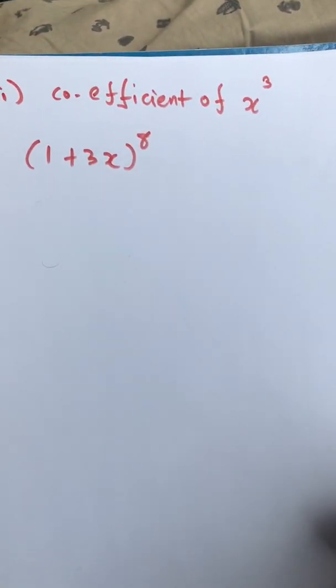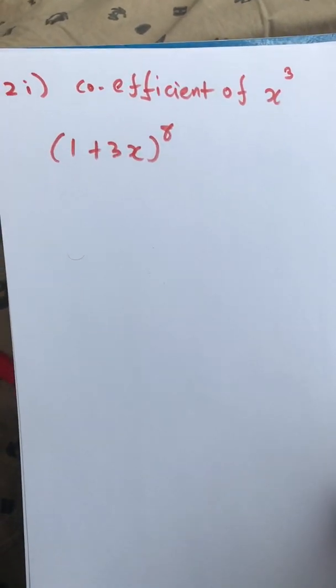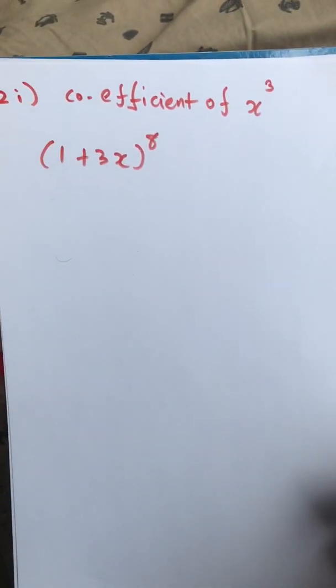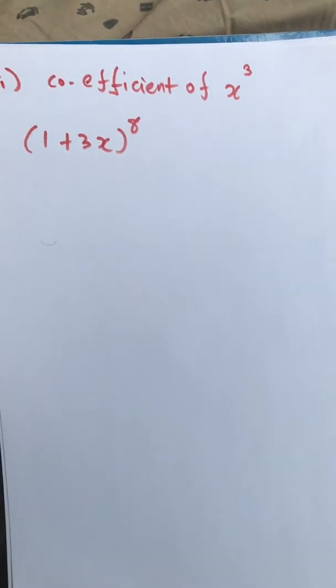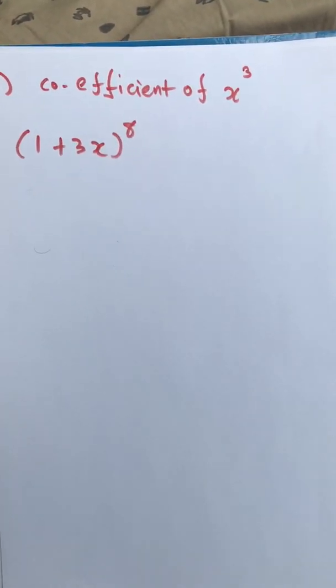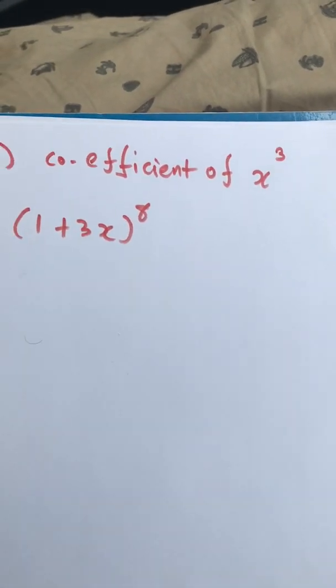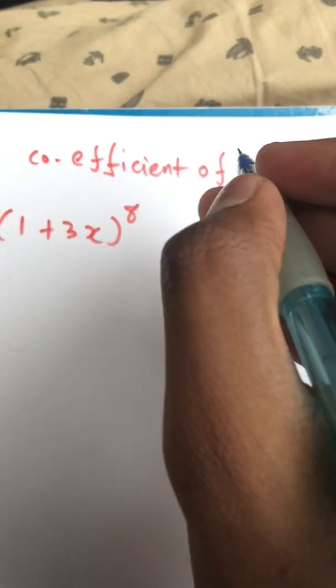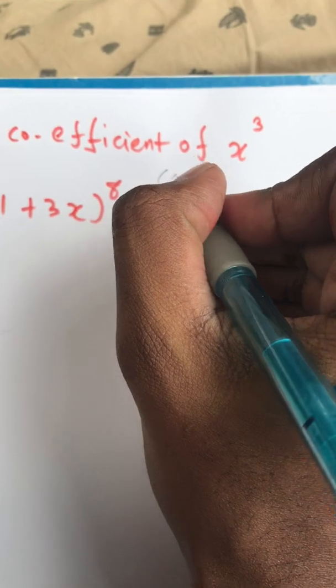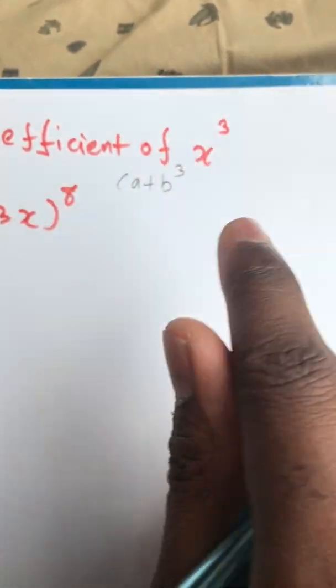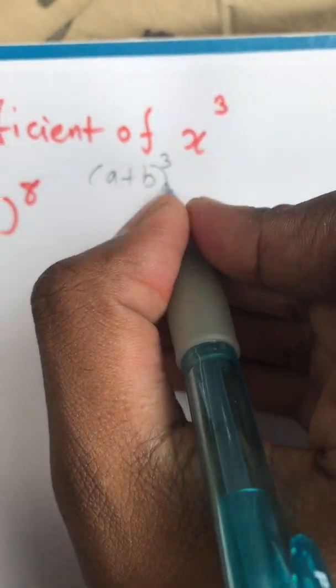Maybe I will just do a bit of recapping this one. They ask you to find the coefficient of x cube. I think some of you might still remember that this is talking about binomial expansion. So I'll just do it in pencil here. If you still remember, we have, let's say, (a + b) cube. I'm just going to talk a little bit about this. How do we do this?